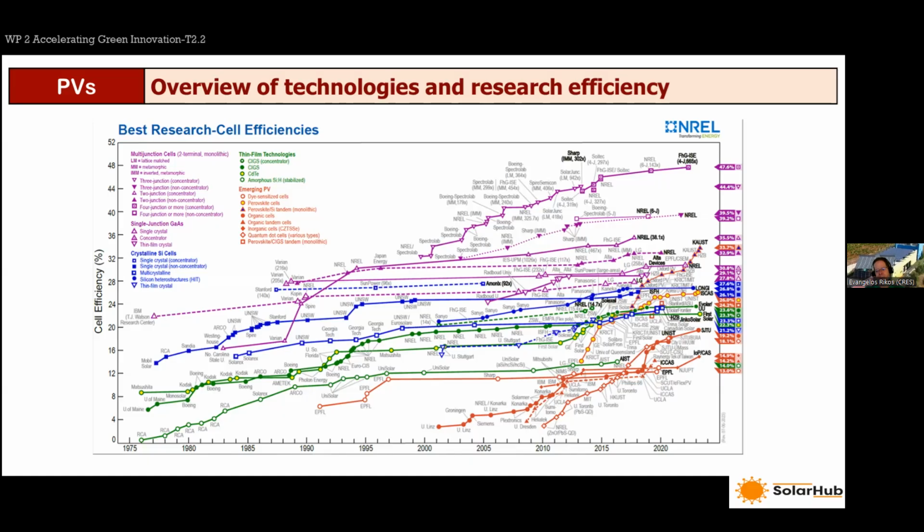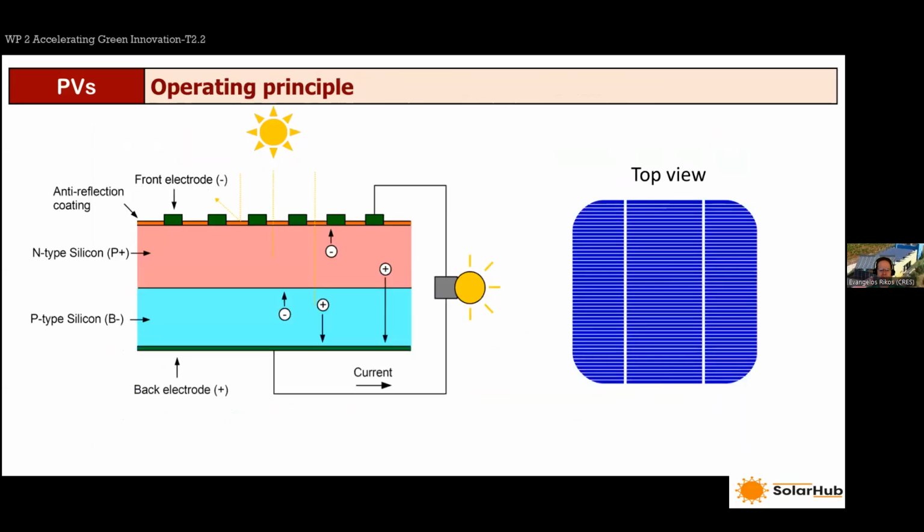But these performances here, you see, are in a laboratory environment, right? I mean, it's not from actual systems in the field. So you should expect a lower efficiency for a crystalline silicon PV system installed in a real life application. Some very brief overview of the operating principles of photovoltaic systems.